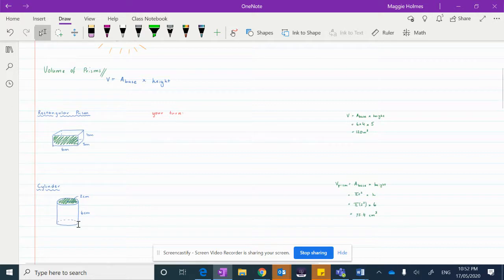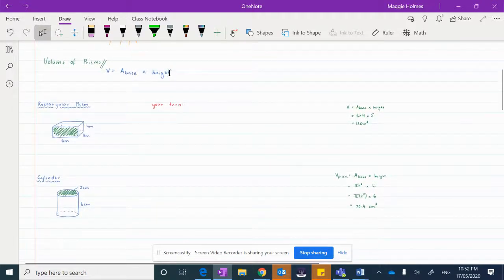So a pyramid does not do that. A pyramid has a type of base, and then as it goes back through space, it gets smaller to end up in a point. A sphere, so a ball, is another example that is not a prism. It doesn't have a cross-sectional face.